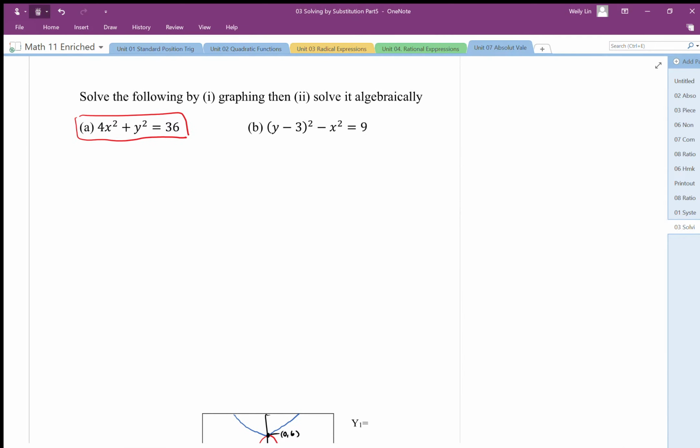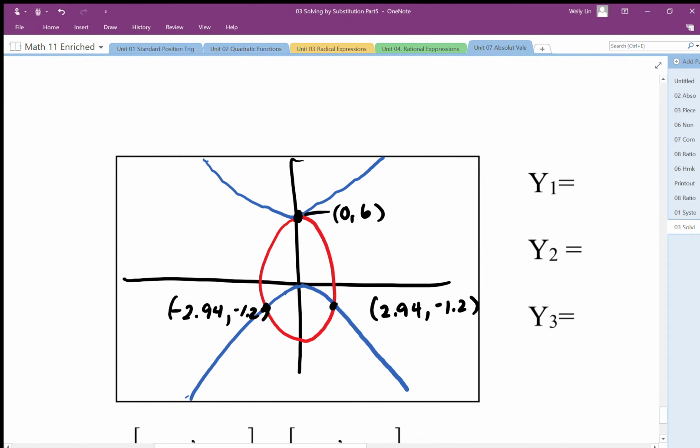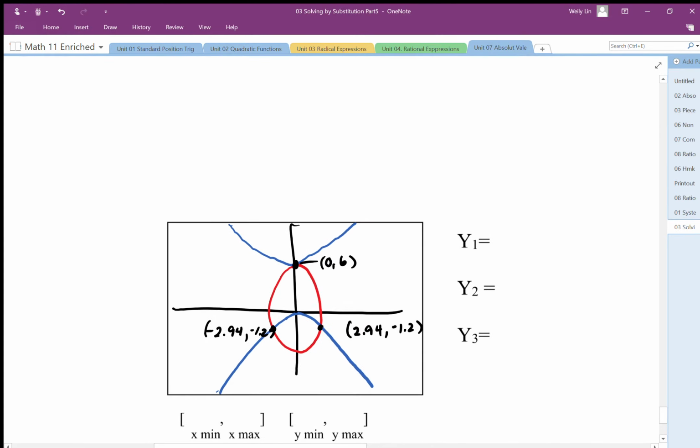And when I graph this other equation here, I get the blue graph, and this blue graph is what we call a hyperbola, and the vertex of the hyperbola just touches there and it cuts through the ellipse here, and the vertex looks like it's at the origin. And by just solving this on my graphing tool, I get a solution of 0, 6 and a symmetrical solution of 2.94, negative 1.2, and I get negative 2.94 over here. So those are my solutions, and I can find those on my graph.